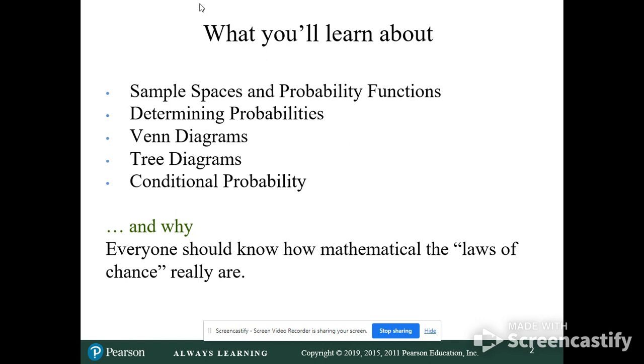All right, so we'll look at sample spaces and probability functions, figuring out probabilities. We're not going to really look at Venn diagrams so much, but tree diagrams, yep, and conditional probability. Because everybody needs to know what the laws of chances are so they can go to Vegas and see that they can't win.